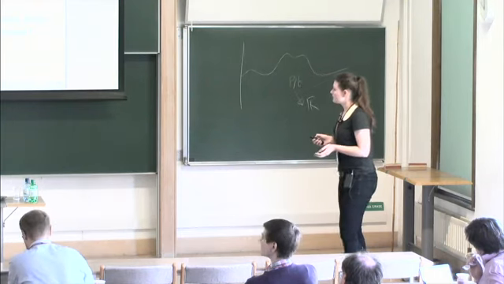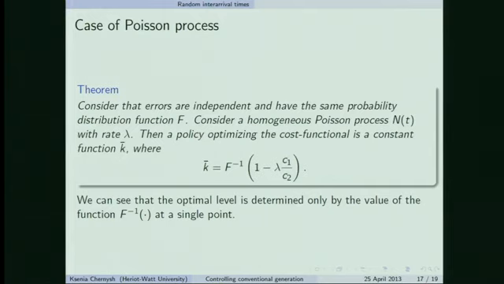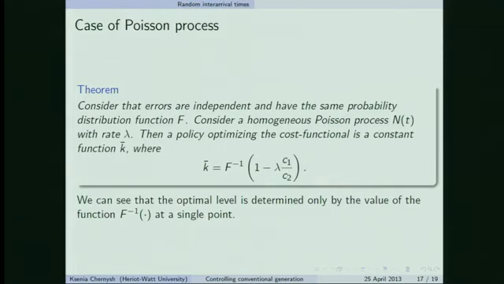And yes, this is the theorem. The most optimal policy for the case of the Poisson process is just a constant function, and we need to stay at this rate. We can notice that this rate is determined by lambda, two costs, and that's it.